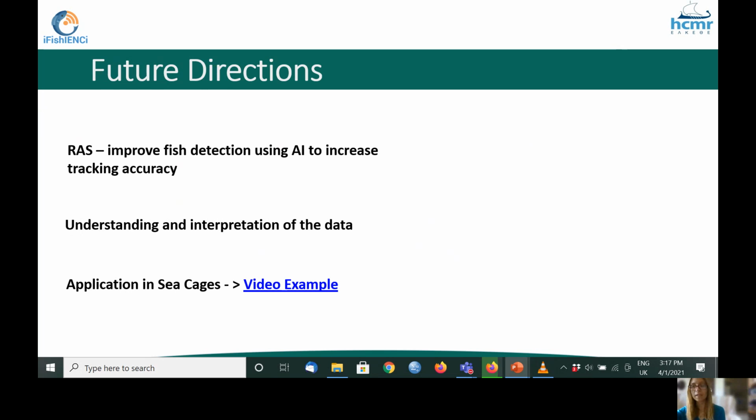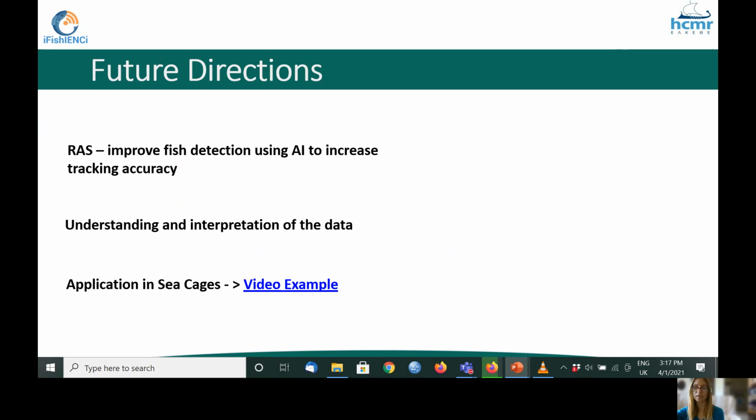To sum up, I presented a methodology that we have developed for the tracking and analysis of fish movement. The next step includes the improvement of the fish detection using artificial intelligence, and we expect that this will significantly improve our tracking accuracy. We also showed how this methodology can be applied to link fish behavior to husbandry practices. More data and further understanding and interpretation of the data is needed. Lastly, we aim to apply these methodologies in sea cages.